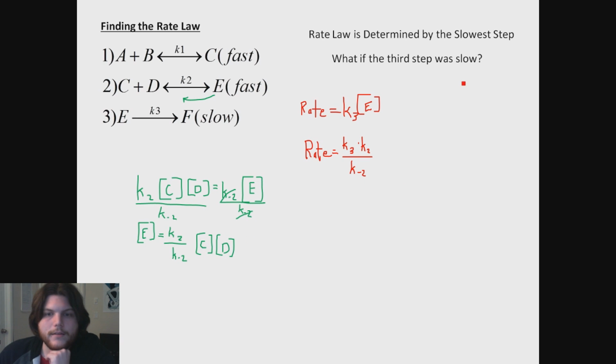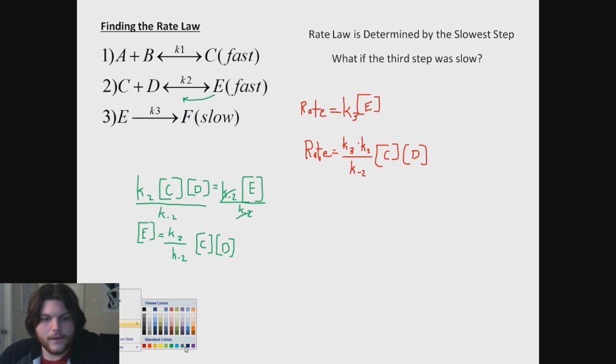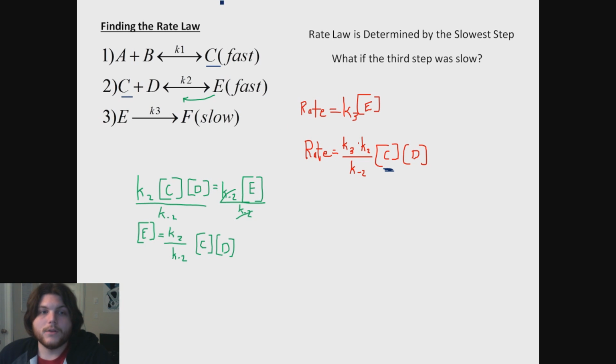Now let's put in these concentrations: the concentration of C, times the concentration of D. Awesome. So we've gotten a little bit closer, but we're not yet done, because the next issue is that C is again an intermediate. So we can't use it for this rate law.